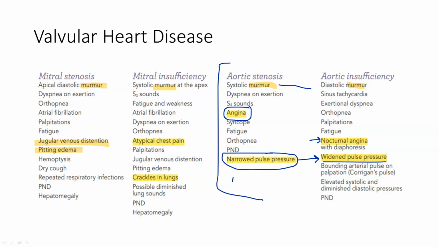If I go to 100 over 90, you can see how you're going to lose a lot of cardiac output. So that is a narrowed pulse pressure versus a widening pulse pressure, where there's no set rule for a widened pulse pressure other than: are you symptomatic?